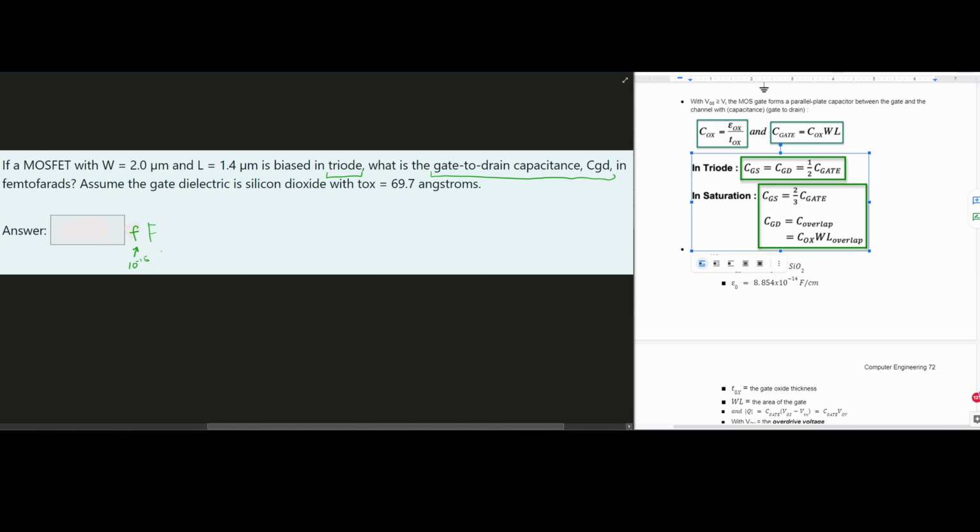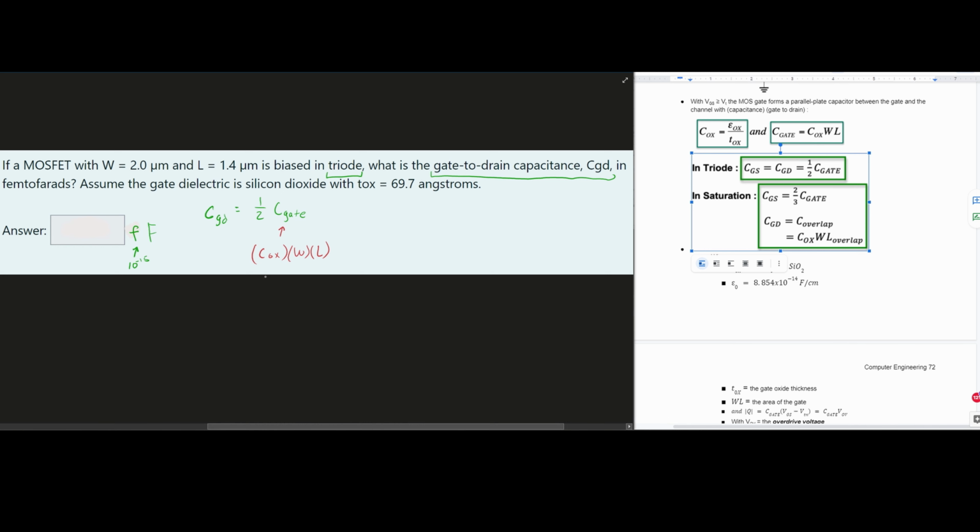So let's write out our equation. We have our CGD here, and this is going to be equal to 1/2 times our C gate. Well, what is our C gate? Our C gate we can write as COX times, so I'll put these in parentheses, W times our L. And well, what's our COX?